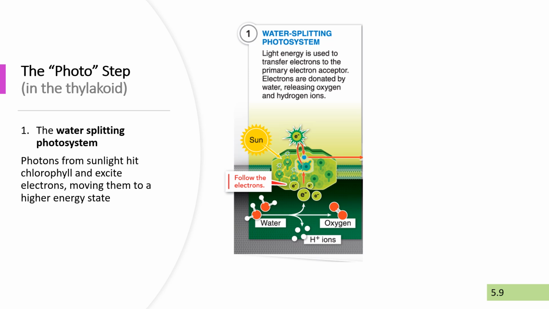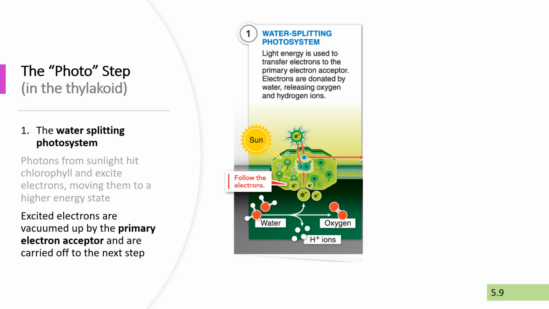The first step in the photoreaction is the water-splitting photosystem. The photons in waves of sunlight hit the chlorophyll in the leaves. This causes electrons in chlorophyll to enter an excited or high-energy state. These excited electrons are transferred to the primary electron acceptor, a molecule that carries these excited high-energy electrons along to the next step.